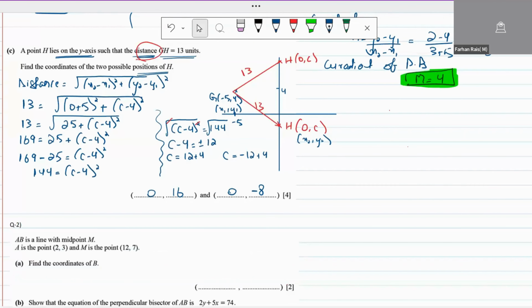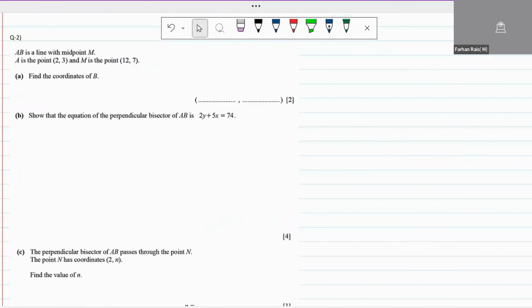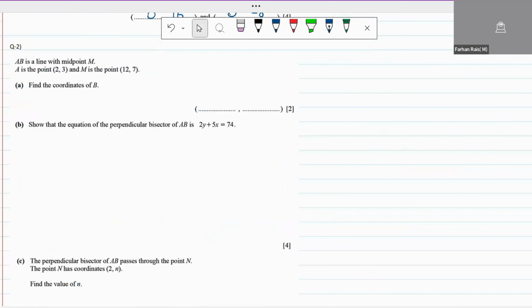Let's move on. We have another question in line. Now it says AB is a line segment with midpoint M. A is (2, 3) and M is (12, 7). We have to find the coordinates of B. That means we have been given the midpoint and one of the endpoints, and we are supposed to find the second endpoint.